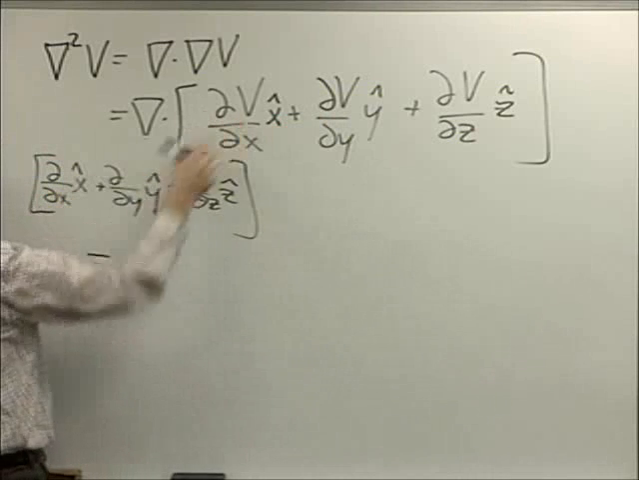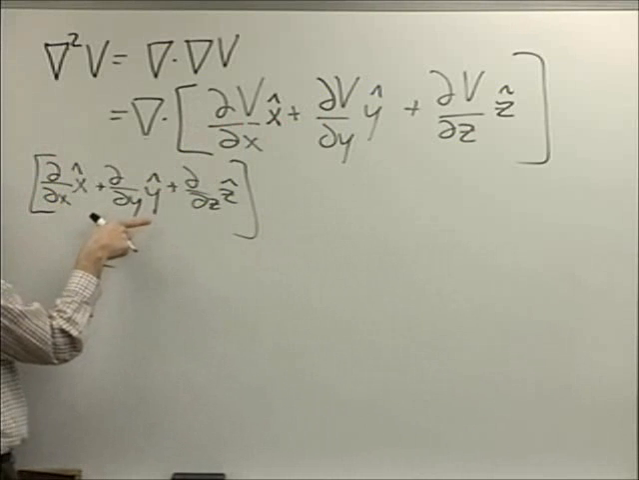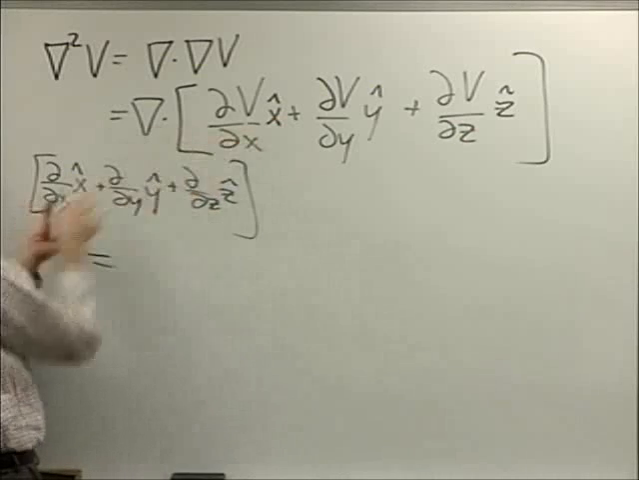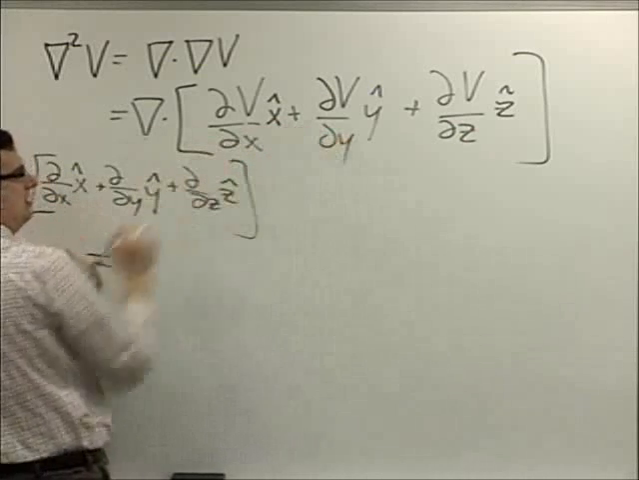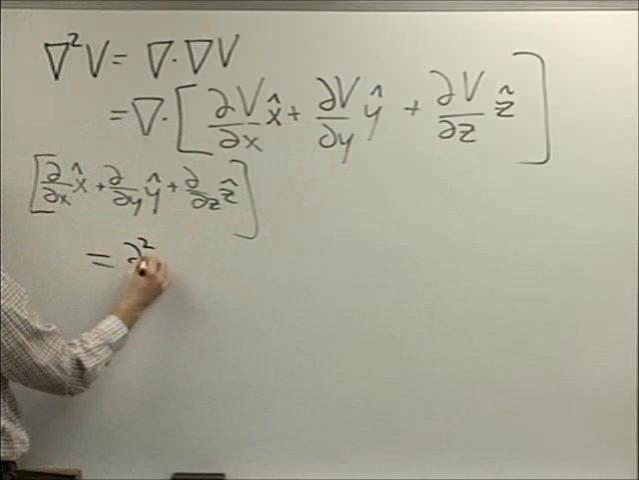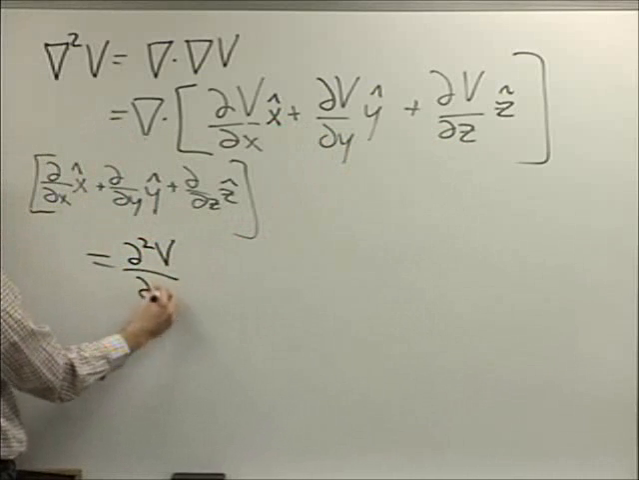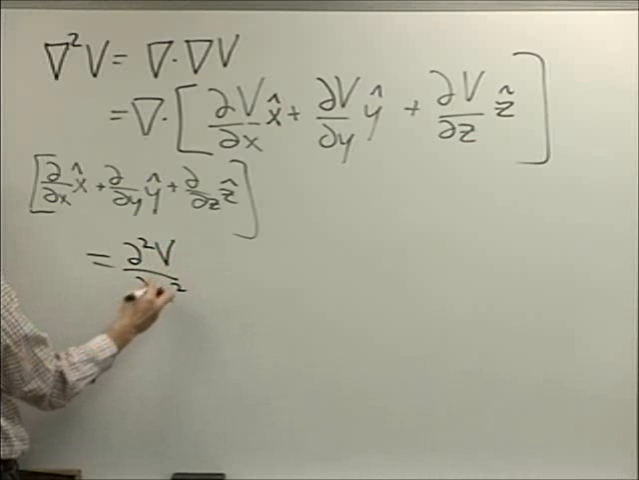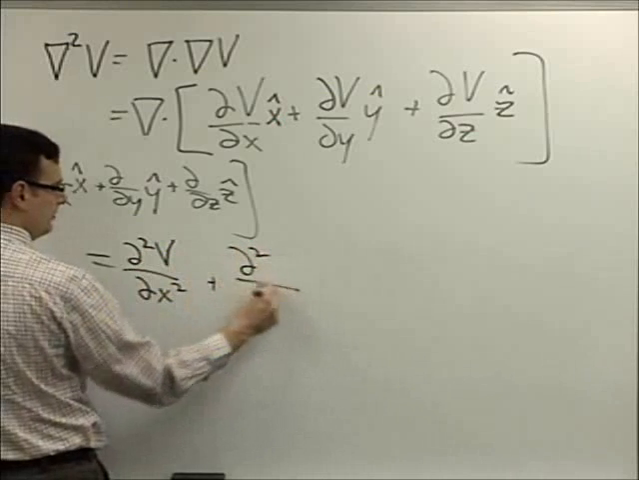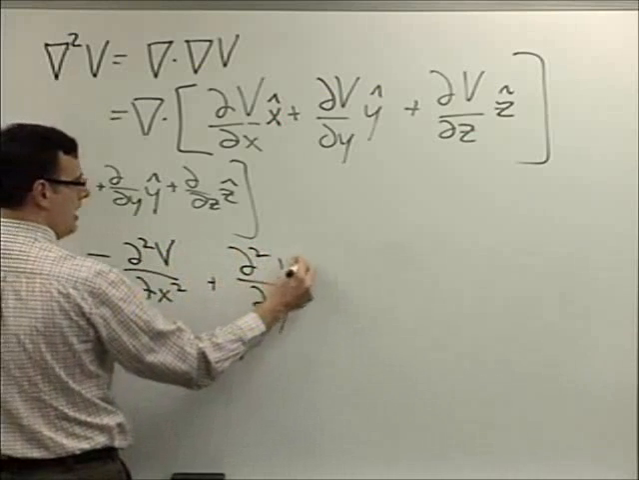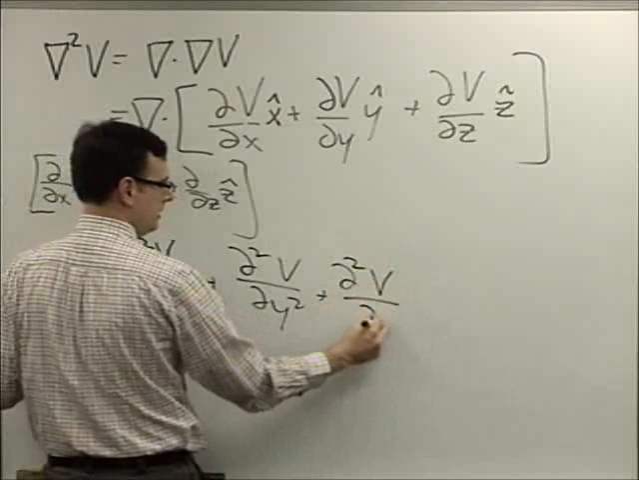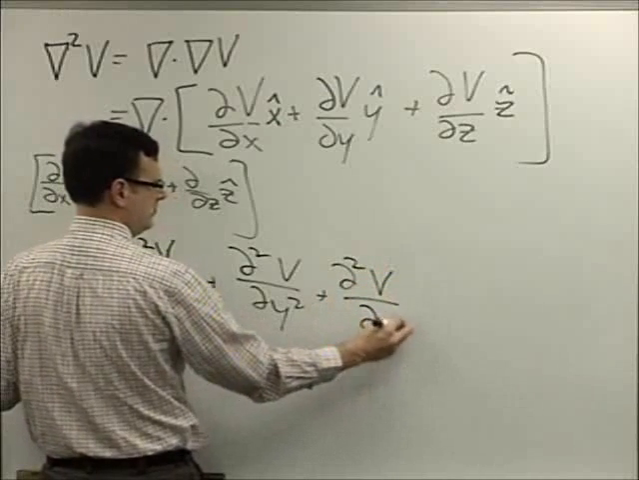So the x components go together. And remember, when I dot a vector with a vector, I get a scalar. I'm just multiplying these two components, adding the product of these two components, adding the product of these two components. And what I'm left with is the second partial derivative with respect to x of voltage, plus the second partial derivative with respect to y of voltage, plus the second partial derivative of voltage with respect to z.